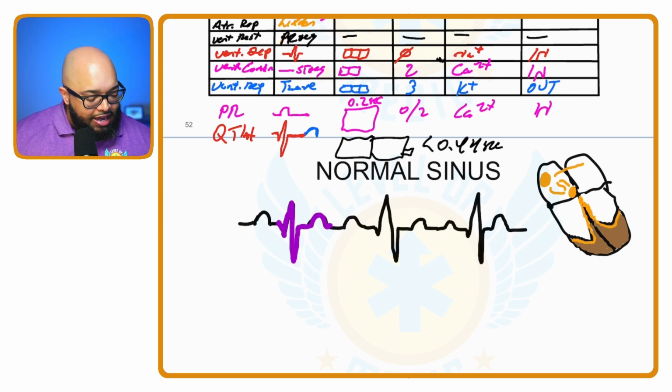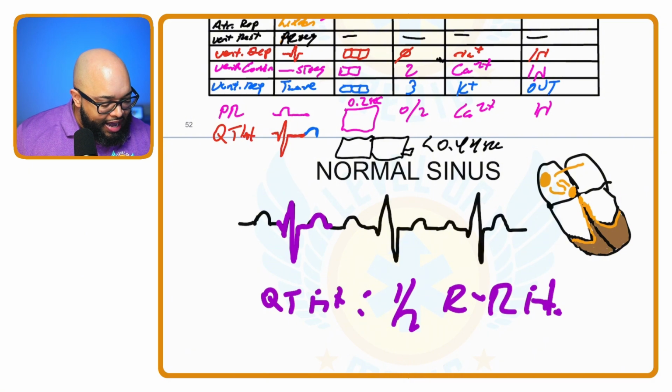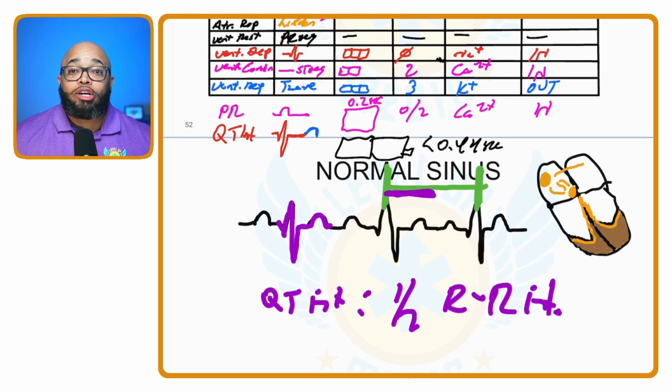But what we say is that the QT interval needs to be half of the R to R interval. Okay, so for instance, let me show you this. Let's say the R to R interval is from here to here. Whatever half that distance is, that's going to be the QT interval. So the QT interval needs to be half of the R to R interval. Does that make sense, everybody? Okay.